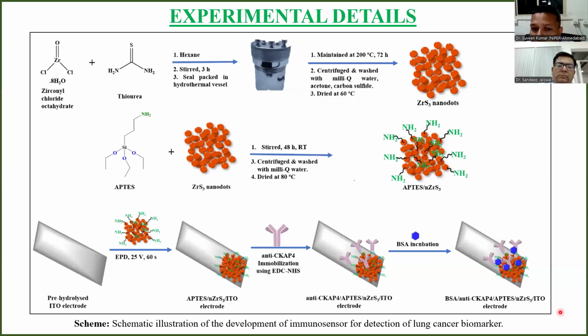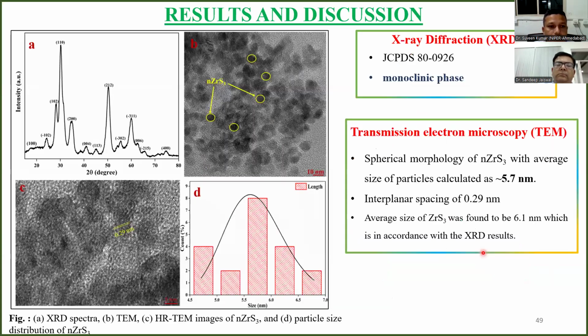We have synthesized this metal chalcogenide, zirconium trisulfide, with the help of the hydrothermal technique. After synthesis, we investigated its morphological and electrochemical properties, and we fabricated our point of care electrode. When we are talking about nanomaterial size, it is about 5.7 nanometers. So we can say we have synthesized nanodots below 10 nanometers.